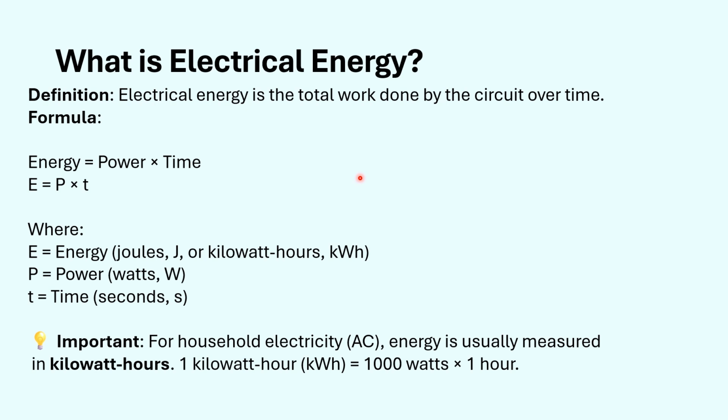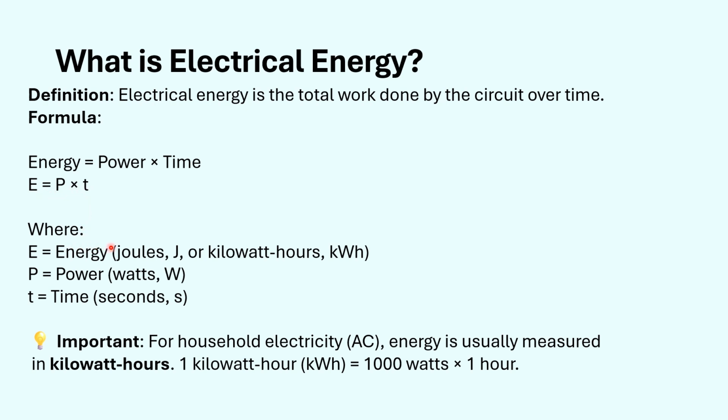Now, electrical energy is the total work done by the circuit over time. So a related quantity to power is electrical energy. The energy is equal to power times time. How long are you using this? How long are you running a light bulb, running a motor, whatever requires electrical power? However long you run it takes the energy. So the energy is equal to power times time.